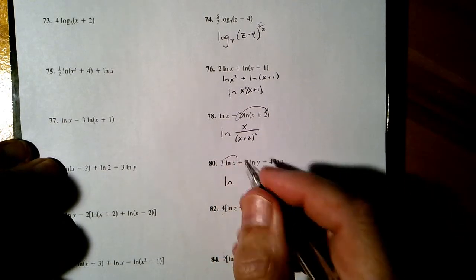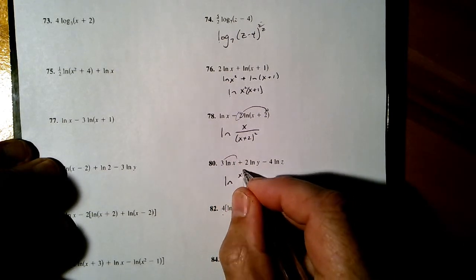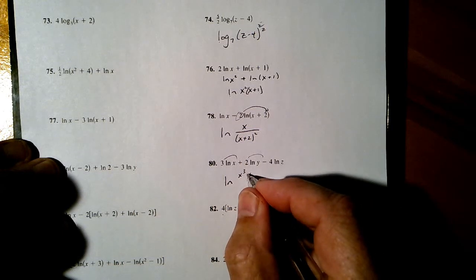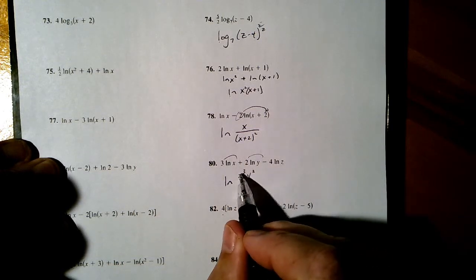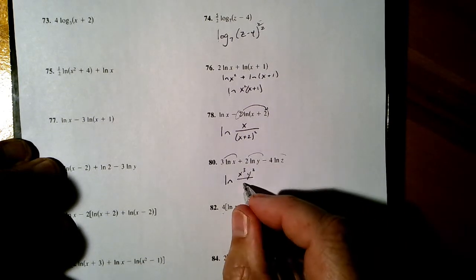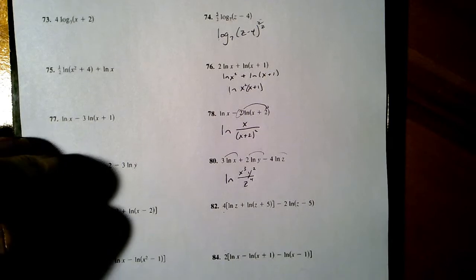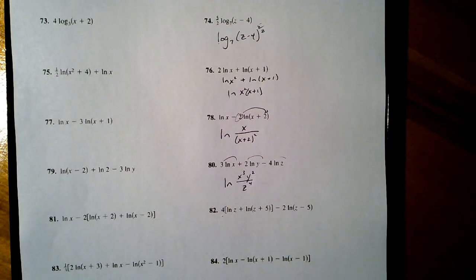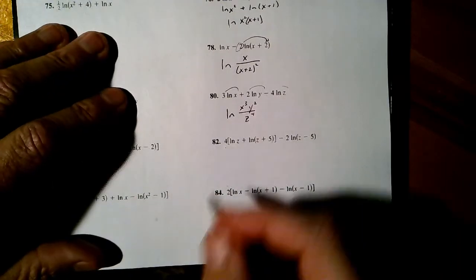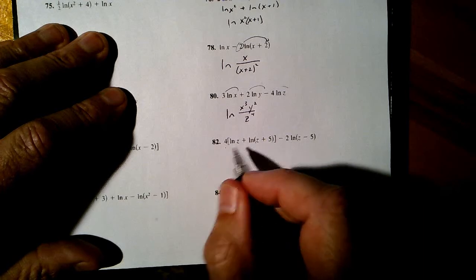Single ln: the 3 comes in, x to the 3rd. The 2 comes in, y squared. That's a product. However, minus, that's a quotient. The 4 comes in, z to the 4th. Now, I would even encourage on 82, 84, try them in one step, but I'm going to do a couple steps here. I'm going to distribute this 4.